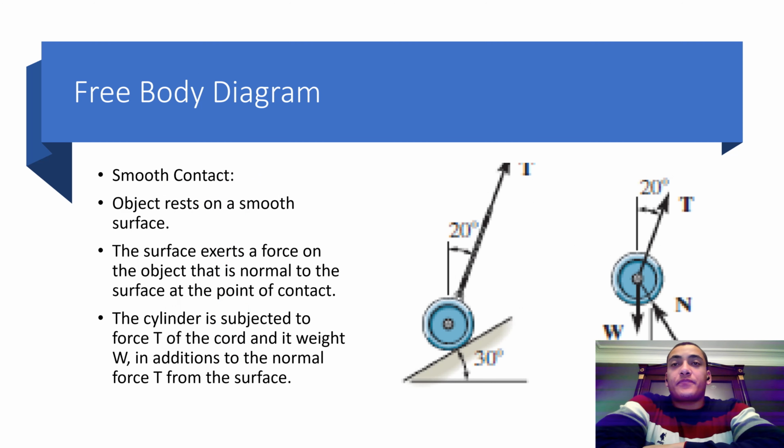Smooth contact. An object rests on a smooth surface. The surface exerts a force on the object that is normal to the surface at the point of contact. The cylinder is subjected to force T of the cord and it weighs W, in addition to the normal force N from the surface, as you can see visually in the example I provided to you.